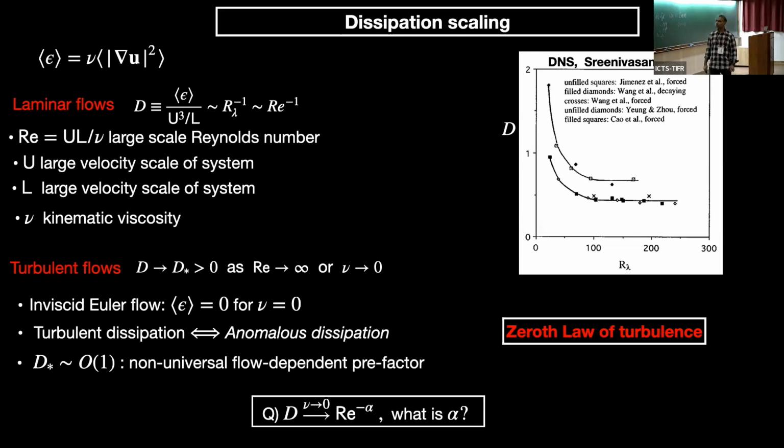And this is also known as the zeroth law of turbulence because this is the basic founding tenet of, say, the Kolmogorov theory. The question I would like to ask is, as you send viscosity to 0, what happens to D? So this normalized dissipation goes as Re to the power minus alpha. What is alpha? If it's 0, then you have the zeroth law. If it's a number between 0 and 1, 1 being the laminar case, then the anomaly should vanish.